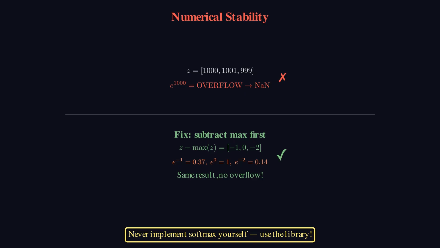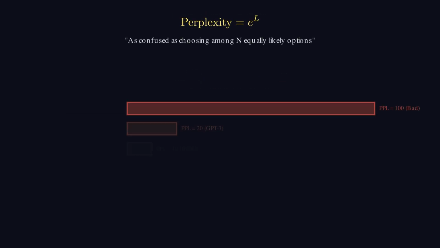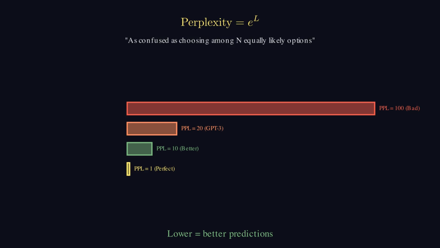Similarly, computing log of softmax directly causes underflow. The log-sum-exp trick computes log softmax in a numerically stable way. This is why you should always use the library function. Never implement softmax yourself. When researchers evaluate language models, they report perplexity, not raw loss.